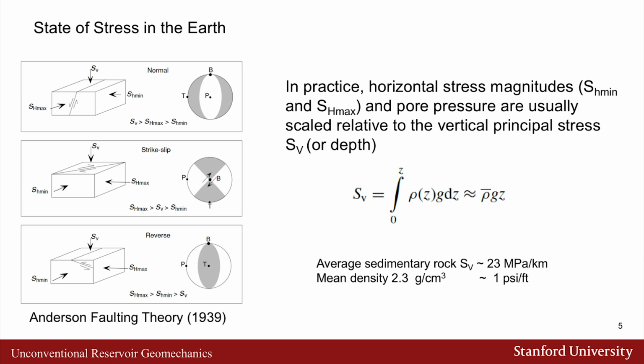It's just the weight of the overburden, the integrated density to a given depth, Z. And for average sedimentary rocks, the gradient is about 23 megapascals per kilometer. And for a mean density of 2.3, the vertical stress goes up by about 1 psi per foot. In some areas, it might go up by as much as 1.1 psi per foot or something like that.